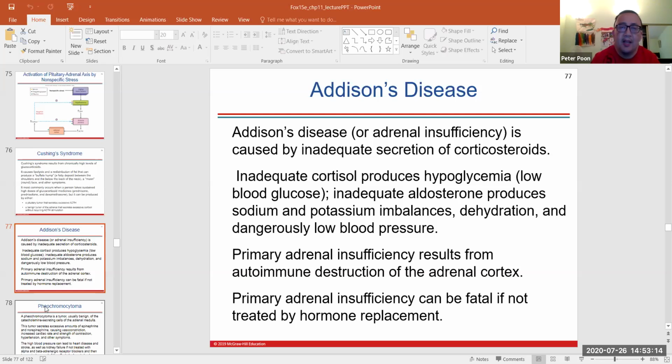Addison's disease is low levels of corticosteroids. You get hypoglycemia this time. Inadequate aldosterone produces sodium and potassium imbalances. Like I said, aldosterone is the last stage in the renin-angiotensin-aldosterone pathway. So you get low blood pressure.